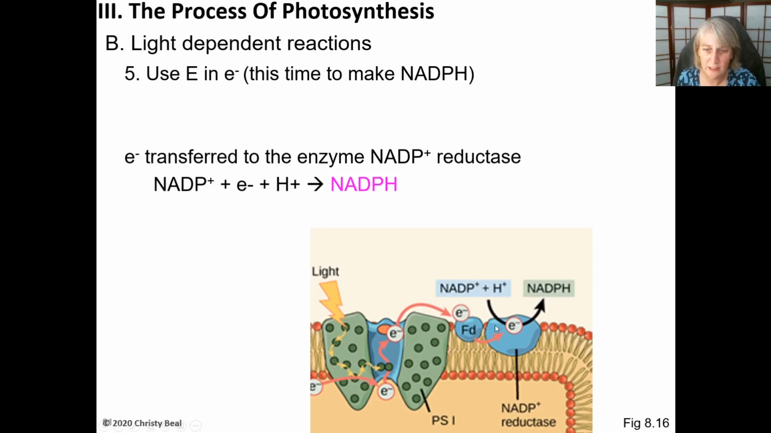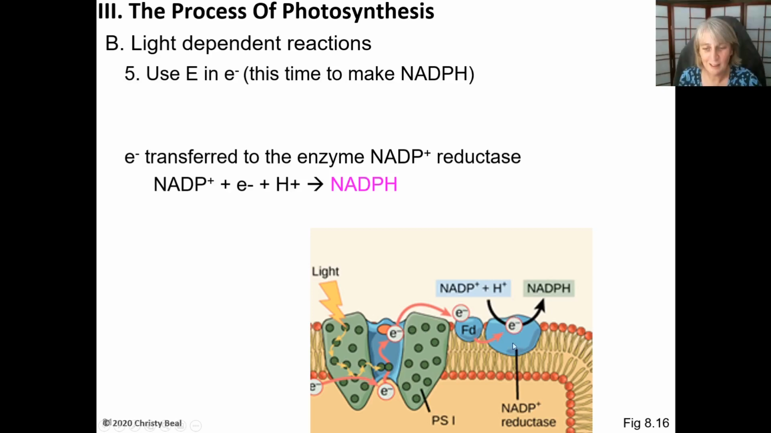We are going to use this excited electron to pass it ultimately to an enzyme called NADP positive reductase. It's an enzyme, ASE. It reduces things. It's a reductase. The thing that it reduces is NADP positive. NADP positive is abundant in the stroma. Hydrogen ions that have been pumped through ATP synthase are now floating around in the stroma. These are the ones we got from water in the first place.